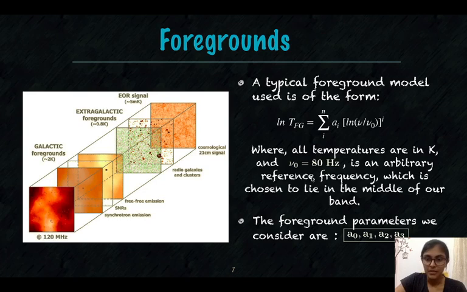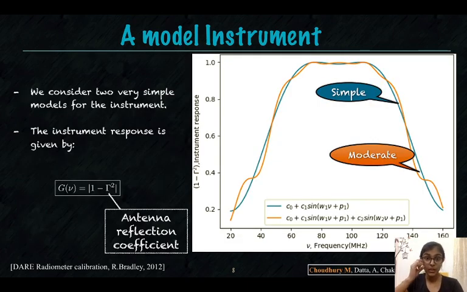So we have four foreground parameters: a0, a1, a2, a3. We vary these foreground parameters as well to generate foregrounds. So we have the signal, we have the foregrounds, and now we move on to the instrument. We follow the DARE radiometer calibration memo by Bradley in 2012.